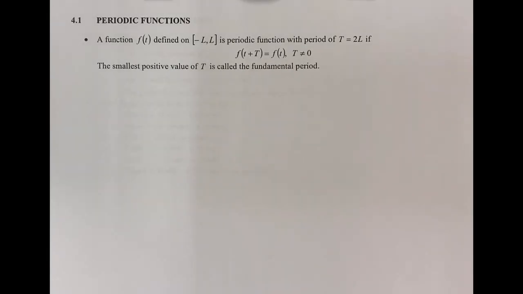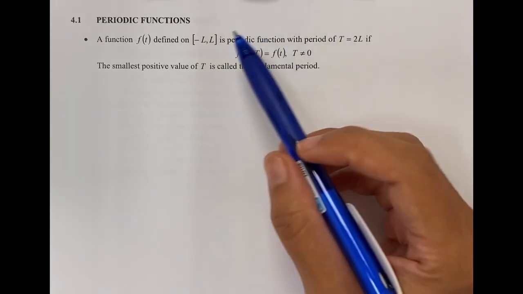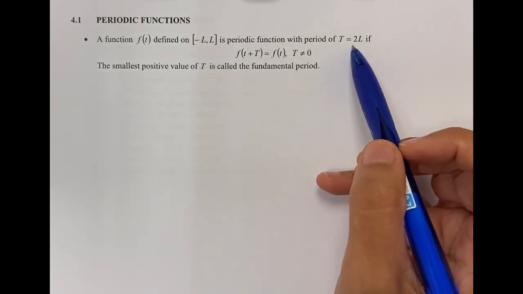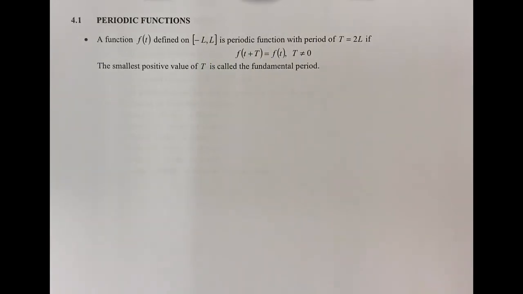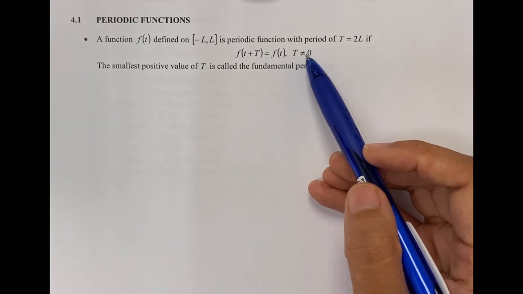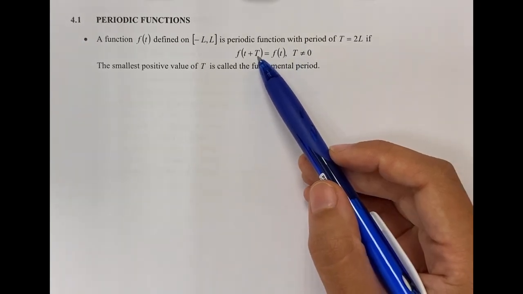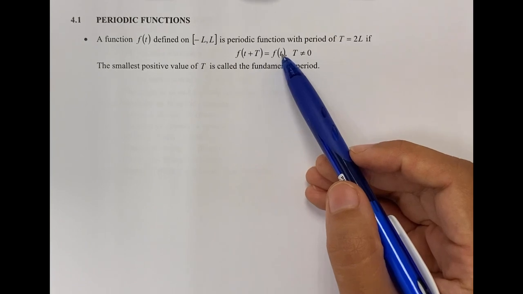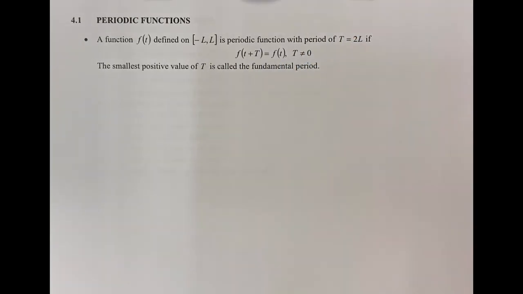A function f(t) defined on interval negative L to L is a periodic function with period of T equal to 2L. T is the period, okay? From negative L to L, so we have T equal to 2L. If f(t plus capital T), the period, equals f(t), and capital T, the period, must not equal 0. If capital T is equal to 0, then you have f(t) equal to f(t), so there is no use. Okay. So the smallest positive value of capital T, the period, is called the fundamental period.